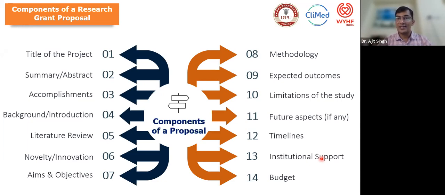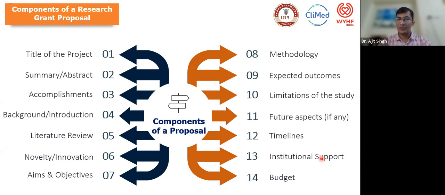What I'm telling is that you need to mention all the institutional benefits or institutional highlights: what you are going to get from the institution, how your institute is going to support you. Then at the end, you have to mention the budget of the entire thing. Budget of execution, budget of the people, budget of the team, budget for travel, budget for everything, whatever you need. You have to set a budget and your proposal is done.